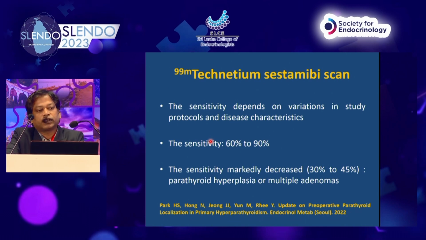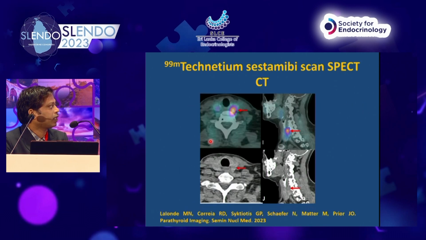So the MIBI scan sensitivity varies from 60 to 90% depending on the protocols and the disease characteristics. The sensitivity specifically decreases, as I have already told, in small glands, in hyperplastic glands, and in the presence of multiple glandular disease, particularly in the background of multiple endocrine neoplasia. And if you add SPECT-CT to the planar imaging of the MIBI scan, the sensitivity and specificity increase.